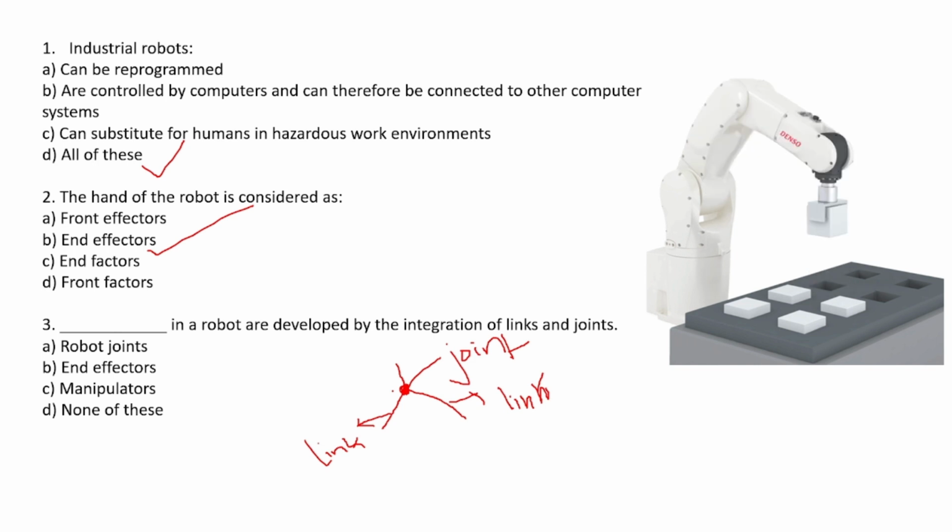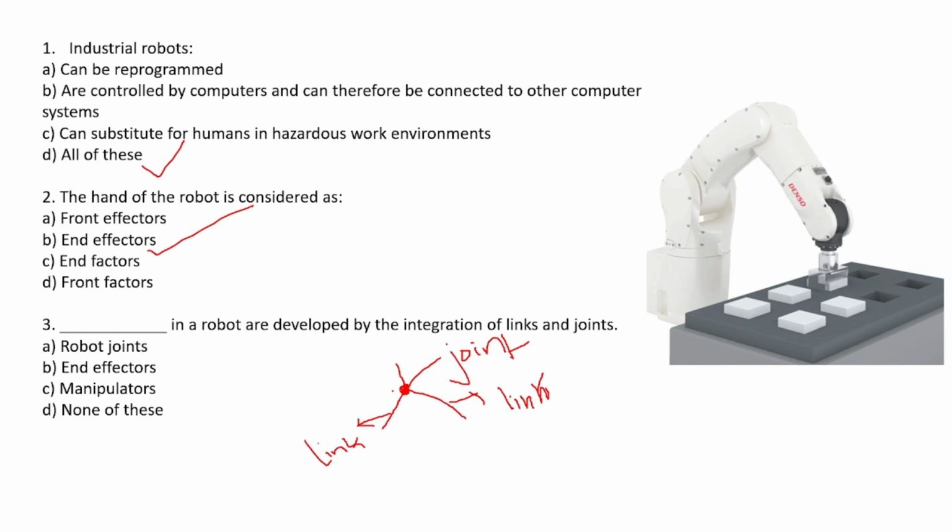According to the question, in robotics, a manipulator is a mechanical device consisting of a series of links and joints, which allow it to move and position objects in space. Manipulators are the basic building blocks of most robots, and they are developed by the integration of links and joints. A link is a rigid component of a manipulator, as we have already talked about, which connects two or more joints together. We can refer to this figure also.